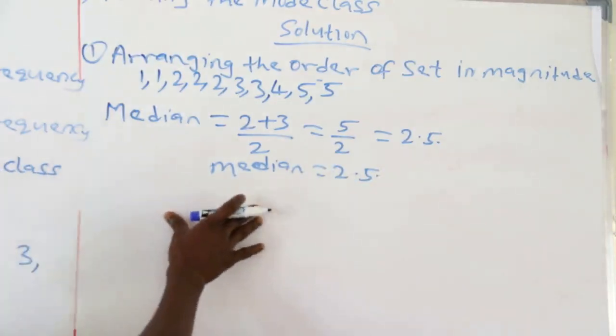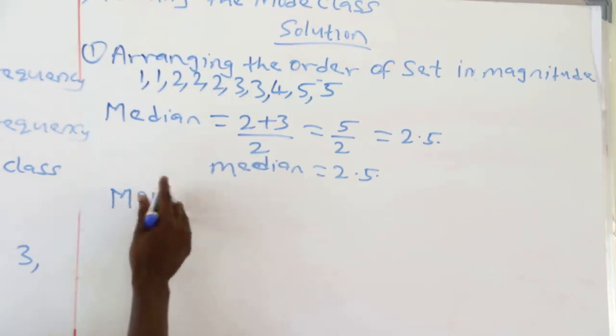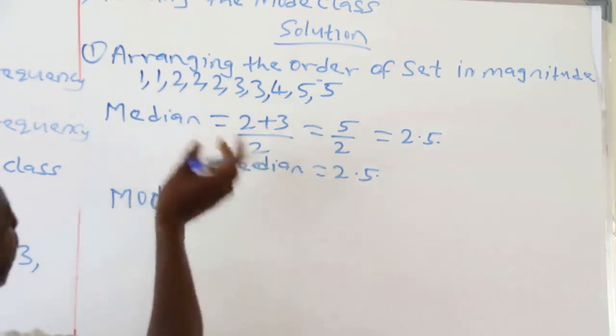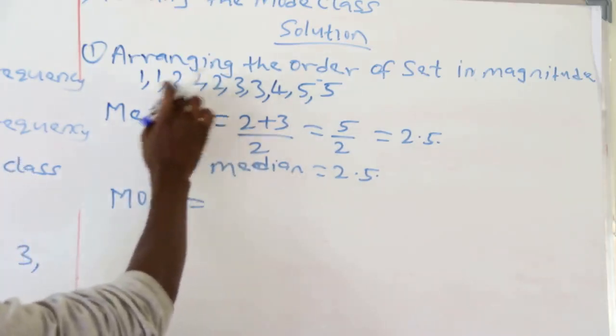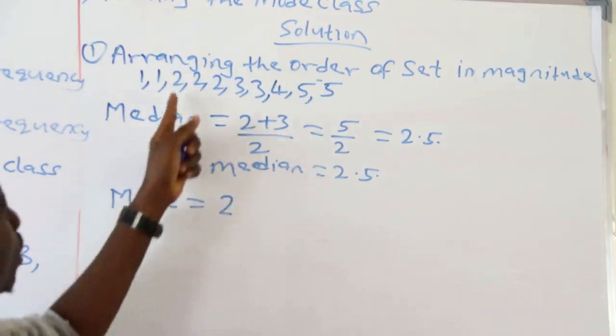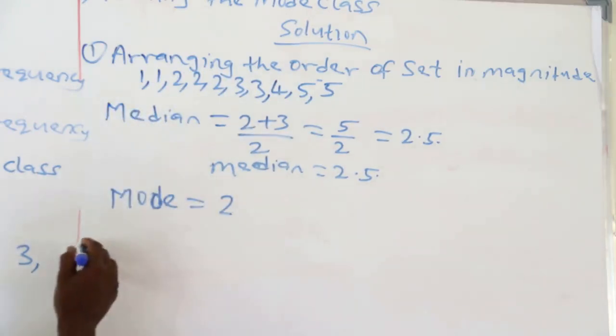The first question says we find our mode too. Our mode is the number that occurs most. To find our mode now, you can see 2 is the mode because 2 occurs in how many times? It occurs 3 times. So our mode is 2. That's example 1.